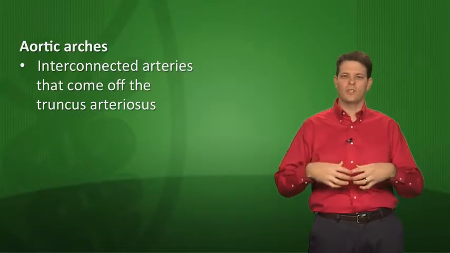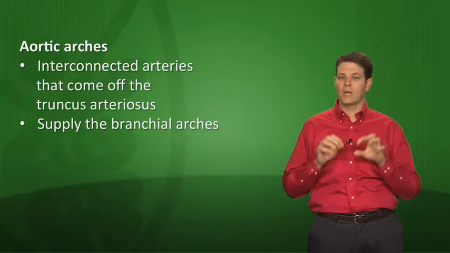Another topic to review in the embryology of the cardiovascular system is the aortic arch derivatives. Now, when we talked about the branchial apparatus and the branchial arches back in neurology, we said that each branchial arch has an artery. Now, those are the aortic arches. There's these interconnected arteries that come off of the truncus arteriosus, and they supply the branchial arches.